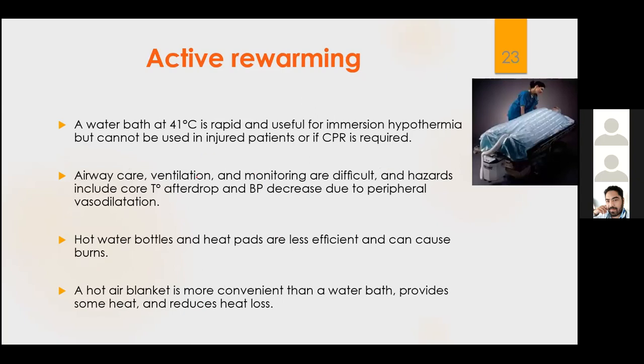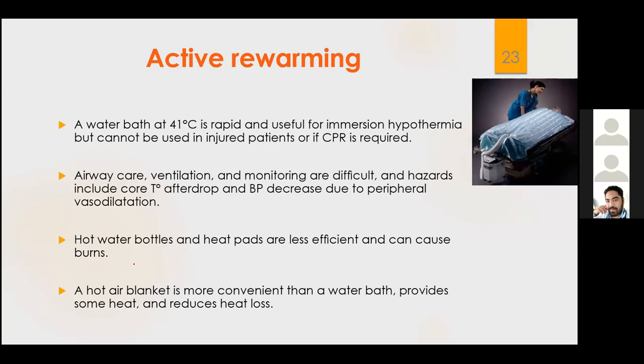So let me discuss active rewarming. Active rewarming can be given by a warm water bath at 41 degrees centigrade. But this is not applicable if the patient is receiving CPR, and if the patient requires airway care such as ventilation, the monitoring is very difficult. Hot water bottles and heat pads are less efficient and can cause burns, so it's not ideally advisable to use this kind of method.